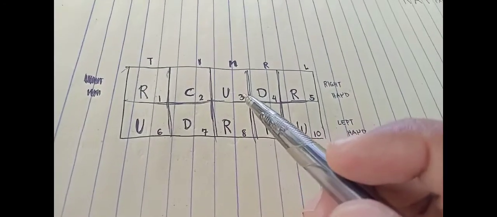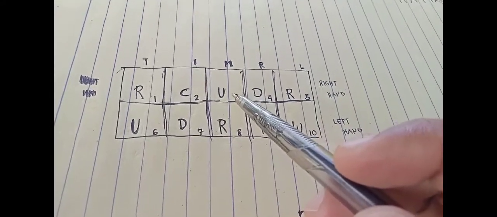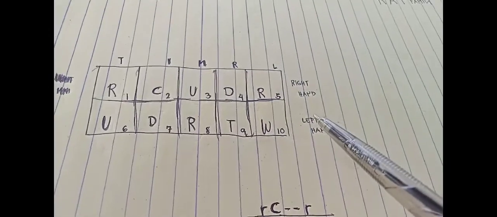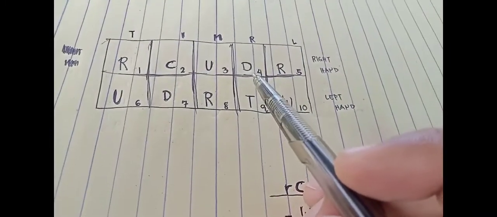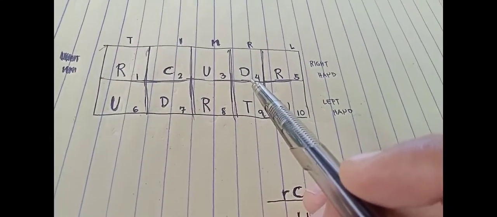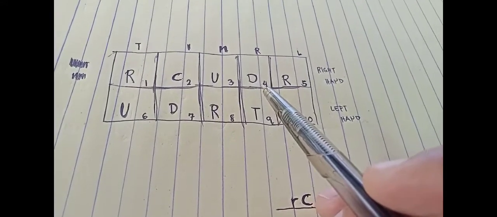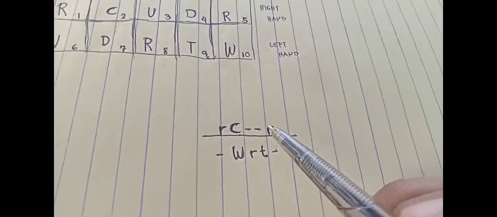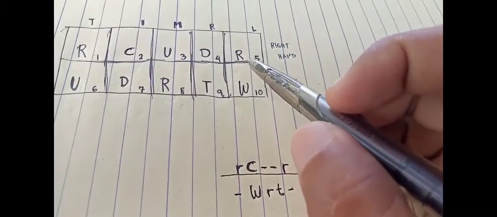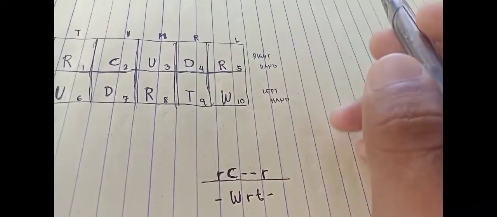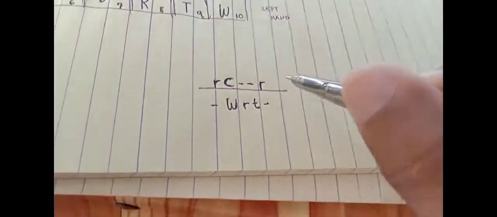Next, in finger number 3, it is an ulnar loop, and ulnar loop is not a member of the rat family, so we will put a dash here. And in finger number 4, it is a double loop, and still it is not a member of the rat family, so we will put a dash again here. And in finger number 5, it is a radial loop, and it is a member of the rat family, so we will put a small letter R.